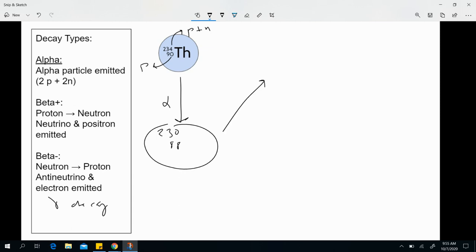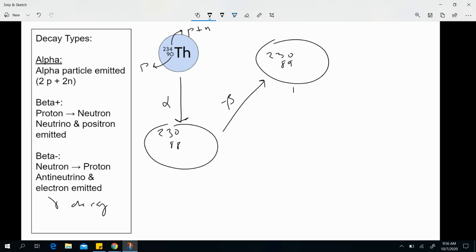Now let's do a beta decay. Let's do beta minus. When I do beta minus decay, that is when I turn a neutron into a proton. Since I'm turning one particle into another, I'm not actually going to change my mass at all. It's still there. It's just a different particle. So that is still going to be a mass of 230. I just have to remember that since I'm turning a neutron into a proton, my atomic number goes up by 1. So this is going to be 89. I'm going to figure out what element that is later.